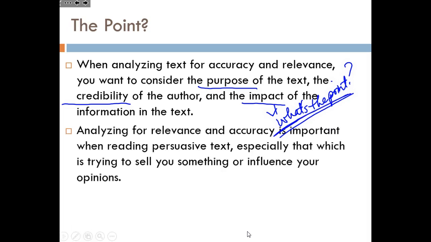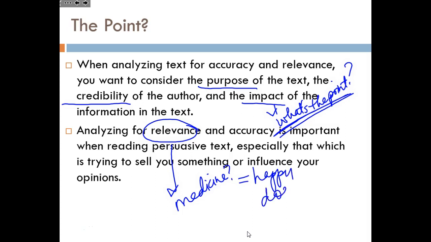Analyzing for accuracy is important because when you read persuasive text, especially something trying to sell you something, it needs to be accurate. So relevance means it's related. It's weird if you have medicine for sale. Think about commercials on TV, and they're showing you pictures of like happy dogs running through a field. Maybe that's accurate, but it has nothing to do with medicine, so it's not relevant. If it was just wrong, if it was a fact that was just wrong, it would be inaccurate.